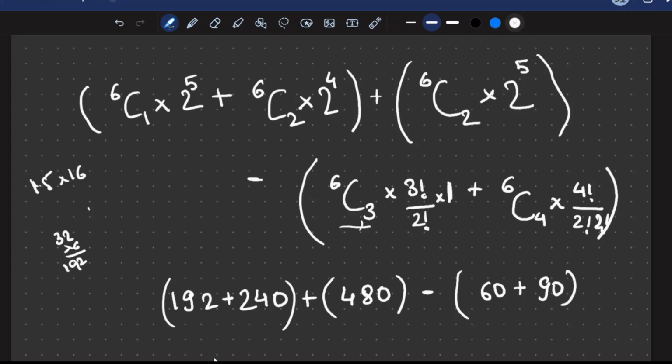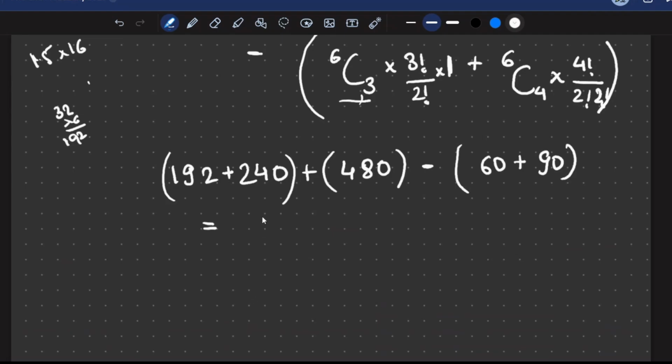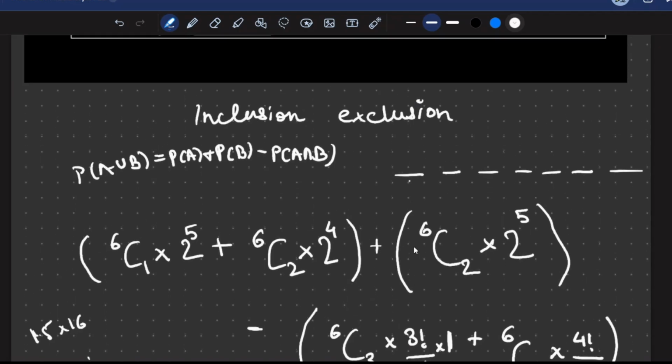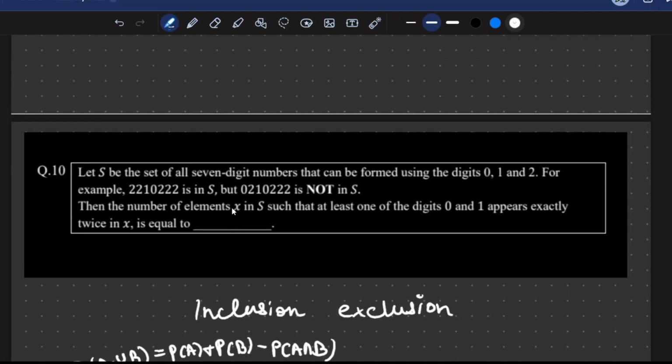Okay. Now we have this 240, 340, 432 plus 480 would be like 912, right? 912 minus 150. This is 762, right? Yes, I think so. It is correct. Okay. So the answer to this question is 762. Let us proceed on to the next and last question.